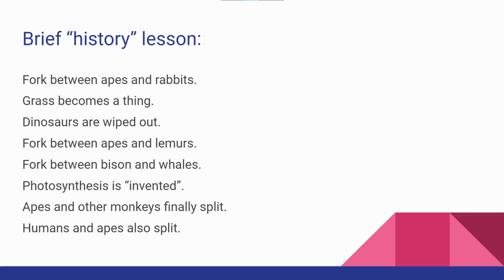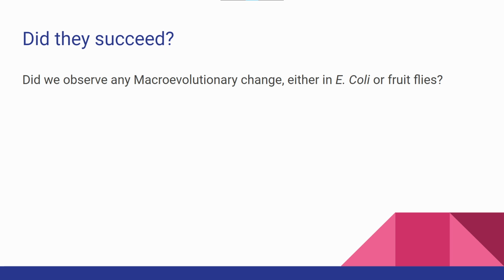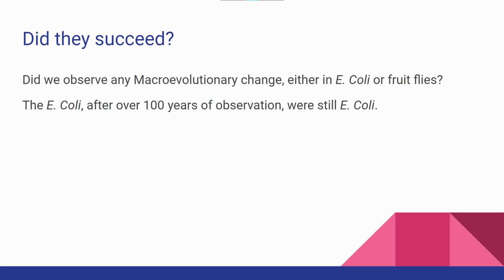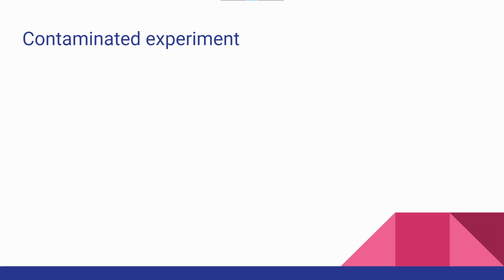Yeah. The reasonable question here, have we seen evolution in fruit flies or E. coli? Did they succeed? The E. coli, shockingly, after 100 years of observation, were still E. coli. The fruit flies were actually still fruit flies, but interestingly, there were additional tidbits that we're actually going to get into with the fruit flies. We'll just get into it.